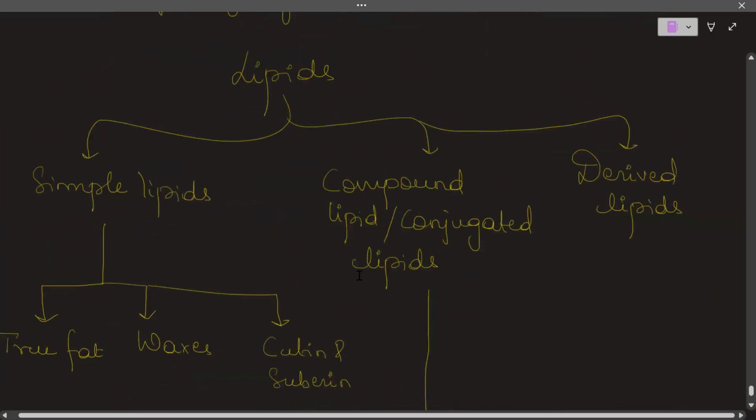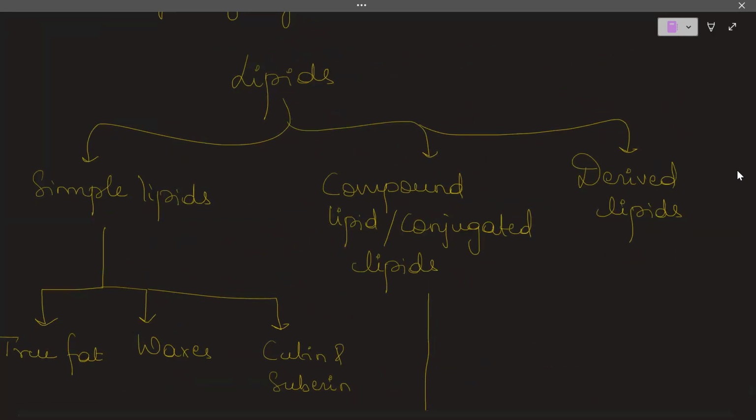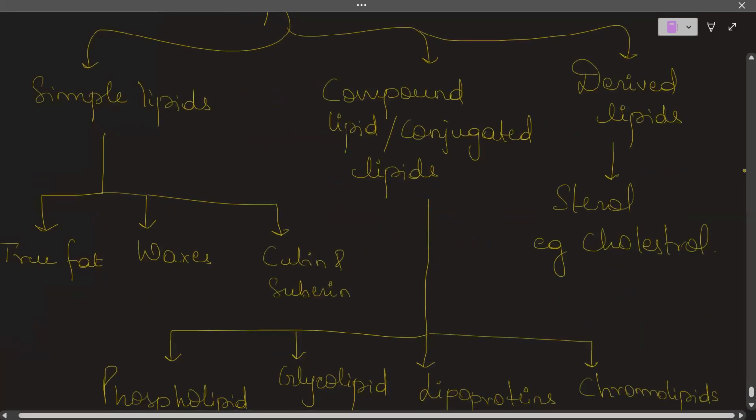And have you ever heard about cholesterol? So that cholesterol comes here under sterols. One such example of sterol is cholesterol. So this is a derived lipid. Any doubts up until now, students?